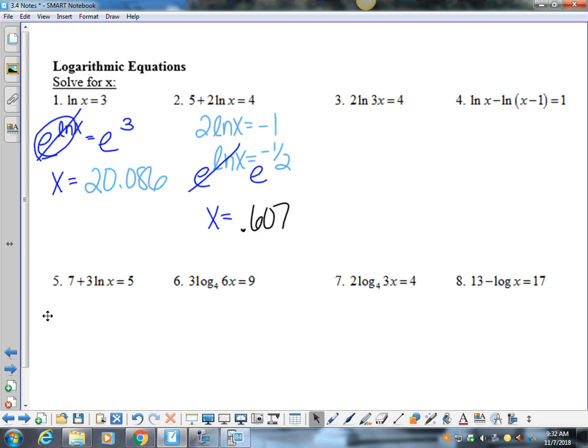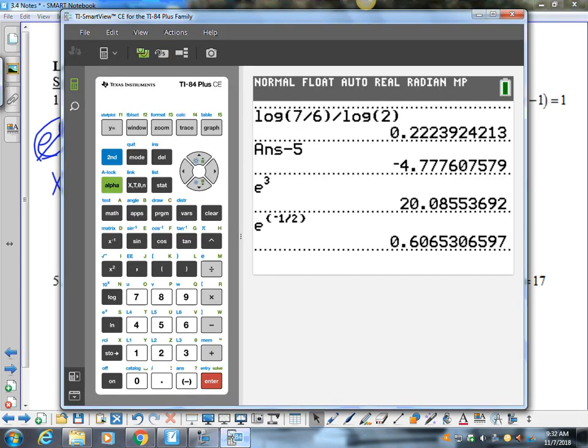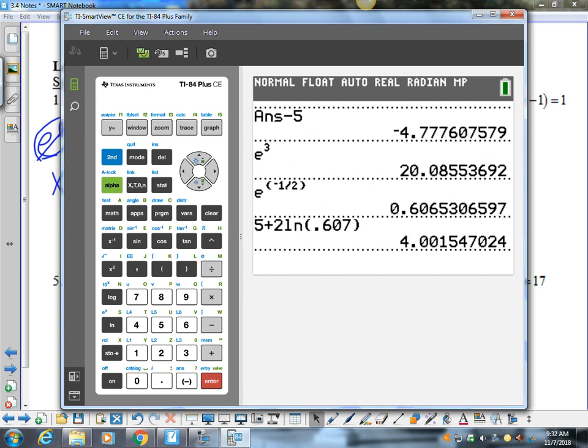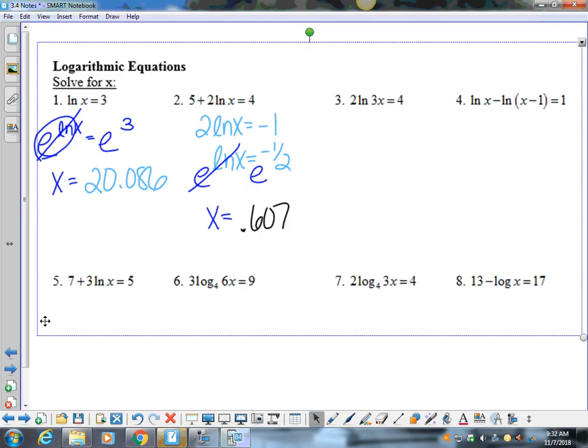Okay, time out. Super paranoid people, watch this. I'm going to take the first part of number 2, and I'm going to plug in 0.607 for my x. So I have 5 plus 2 ln of 0.607. 4.001, and it's supposed to be a 4. So super paranoid people, do we like this? We love this because we can check our answers.